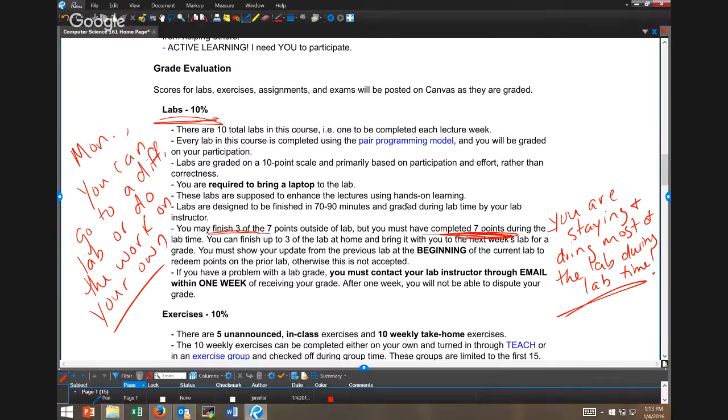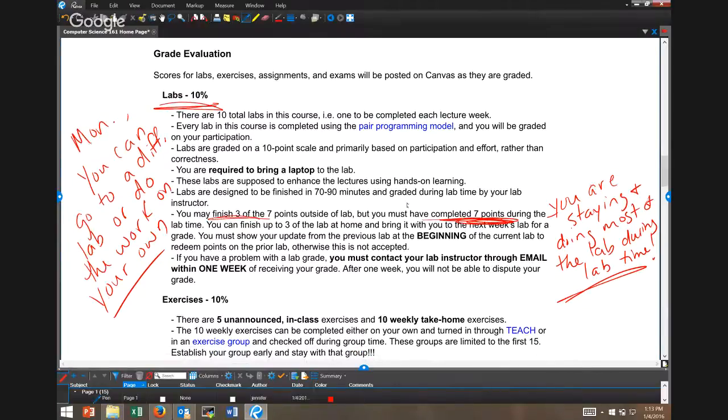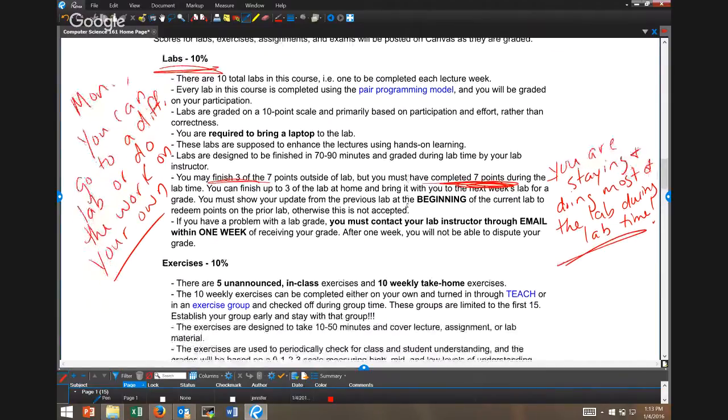And that's just to make sure that you're not putting it off until the next lab when you could have primarily done most of your work during that lab. So you do have to complete up to 7 points, get checked off for that in the current lab, and then if you do, you can always make up 3 of those points on your own. Ideally, you'll try to get a 10 because this is out of a 10-point scale on your labs, and there are 10 total labs for the class.